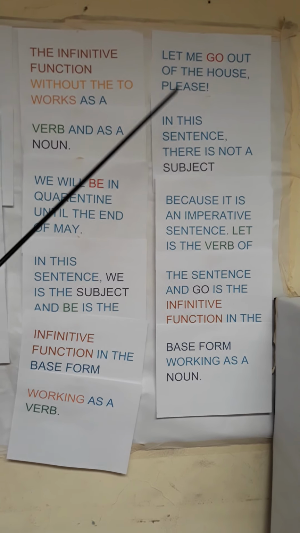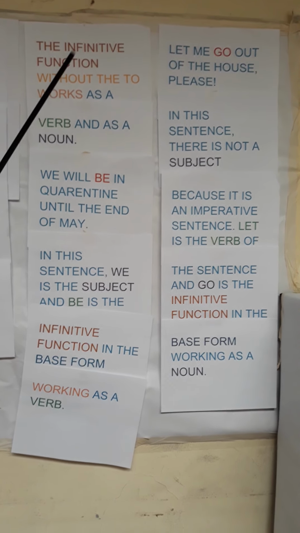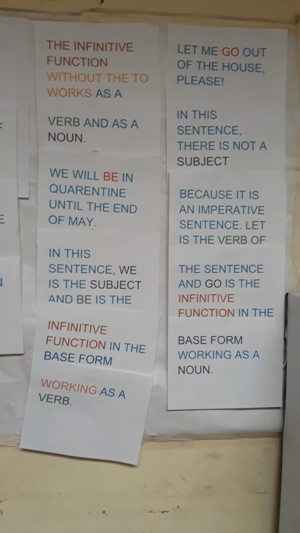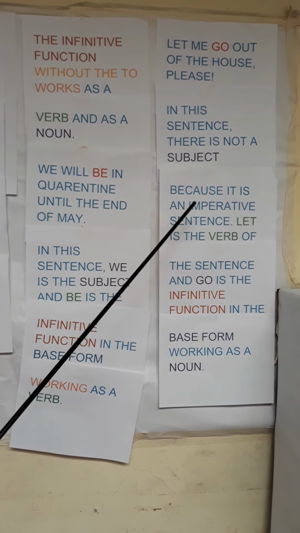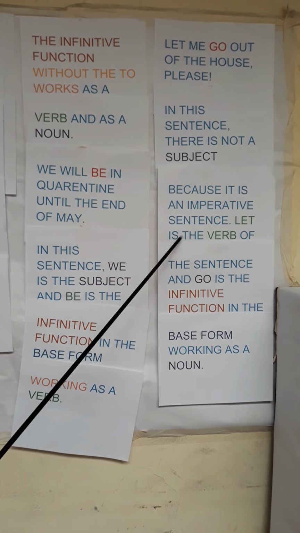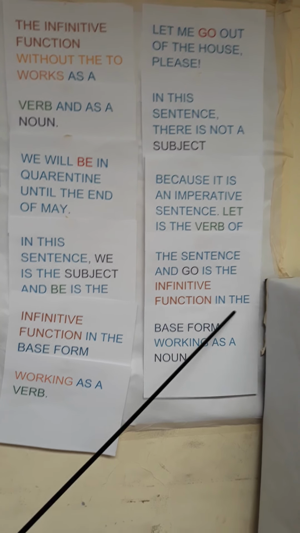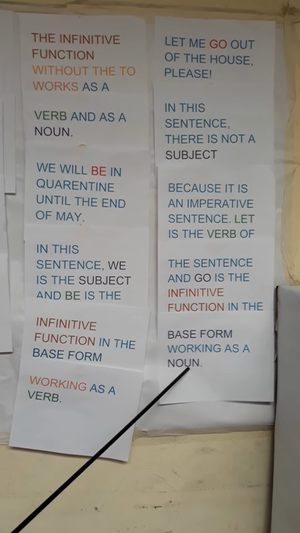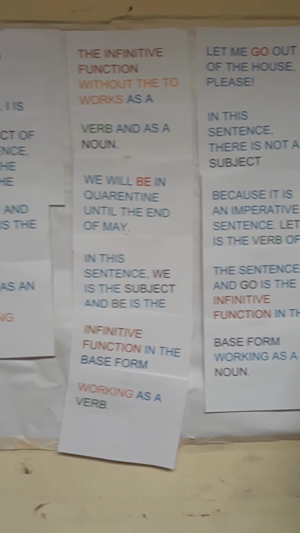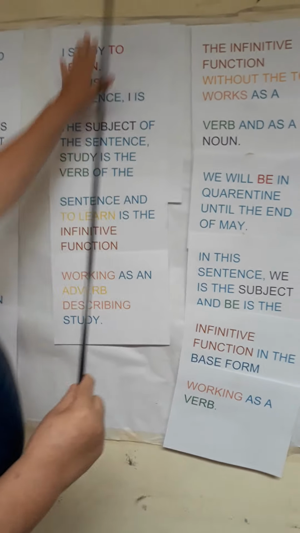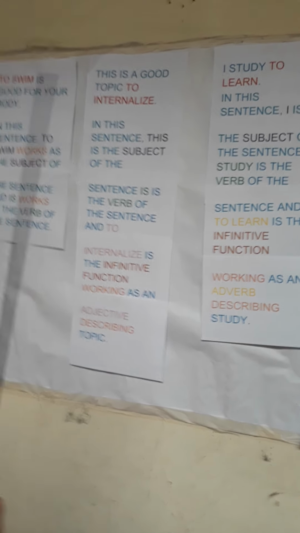Then we have another sentence. Let me go out of the house, please. That I think everybody is thinking about. Please, I want to go out. In this sentence, there is not a subject because it's an imperative sentence. Let is the verb of the sentence and go is the infinitive function in the base form working as a noun. So as you can see, the infinitive function with the to works as a noun, as an adjective, and as an adverb, never as a verb.